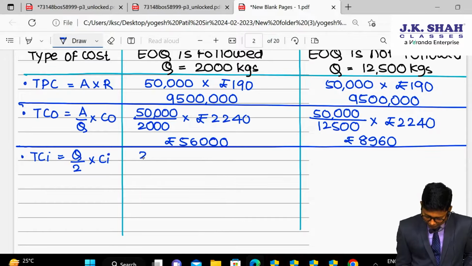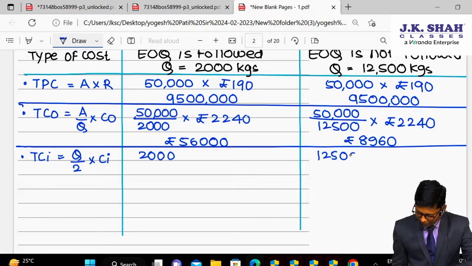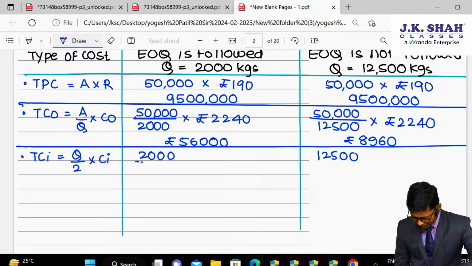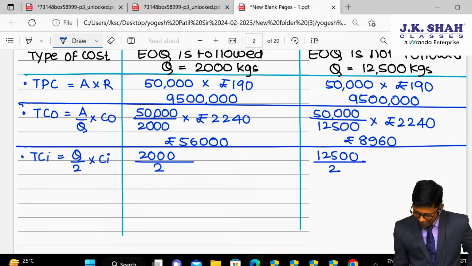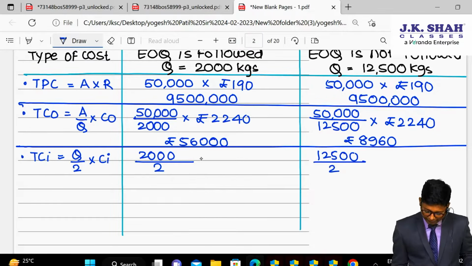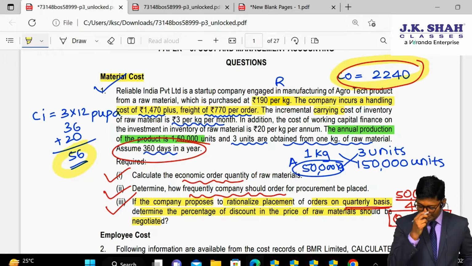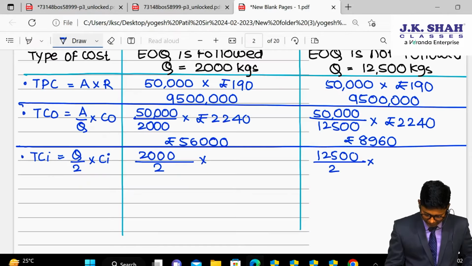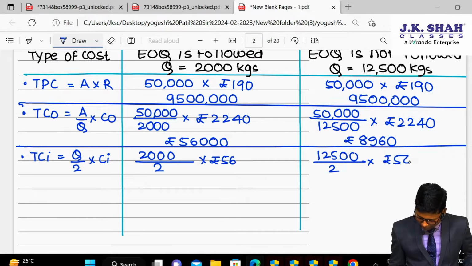Quantity when EOQ is followed is 2000, quantity when EOQ is not followed is 12,500. This many kgs we need to maintain in our godown throughout the year. So to get the average of this quantity, we should divide it by 2, and it is to be multiplied with CI, and CI we just now computed while discussing the sum. It is 56 rupees, so I am multiplying it by 56. So simply it is 56,000.